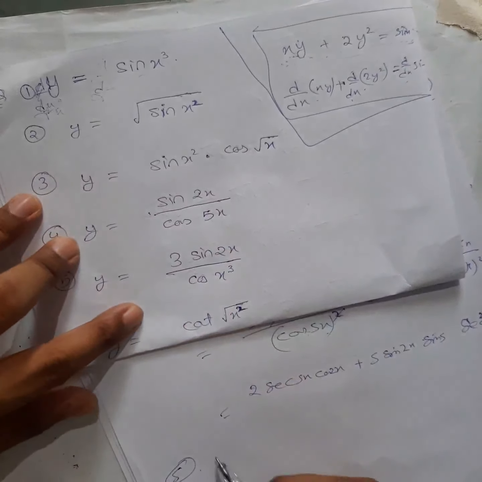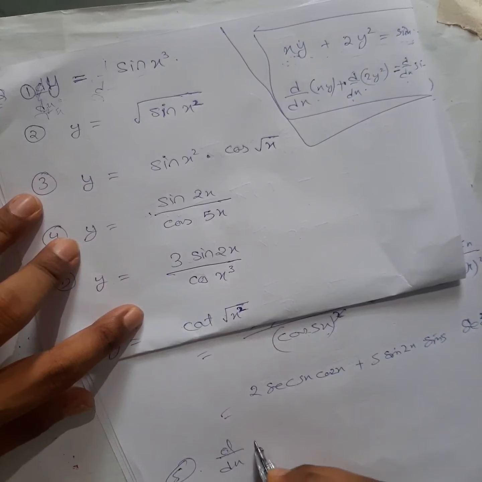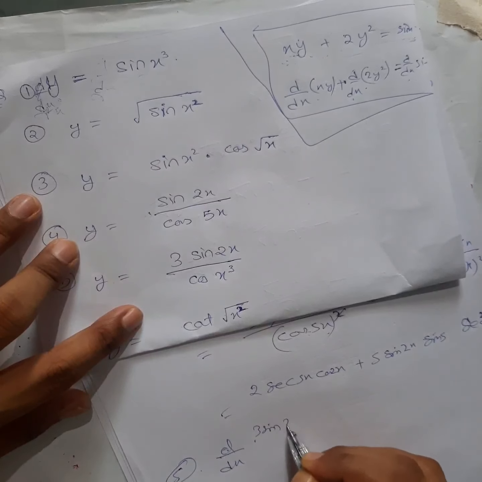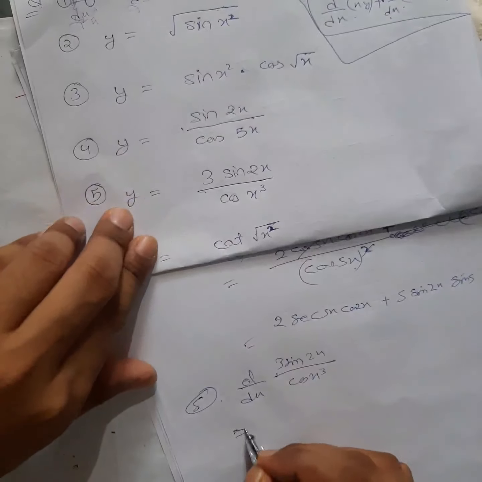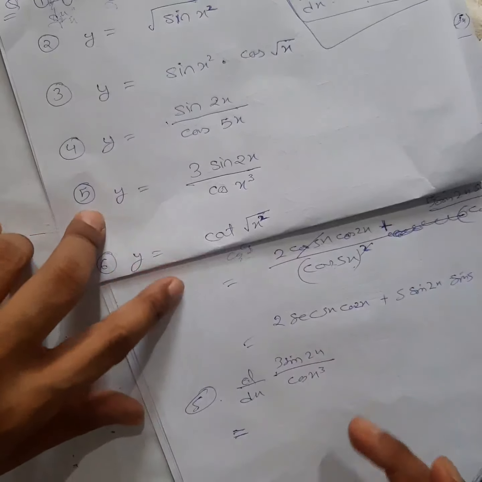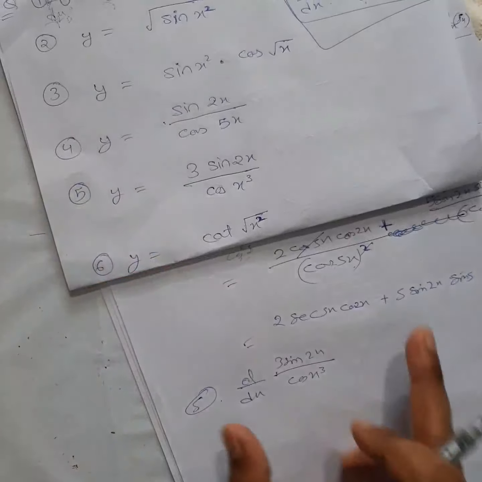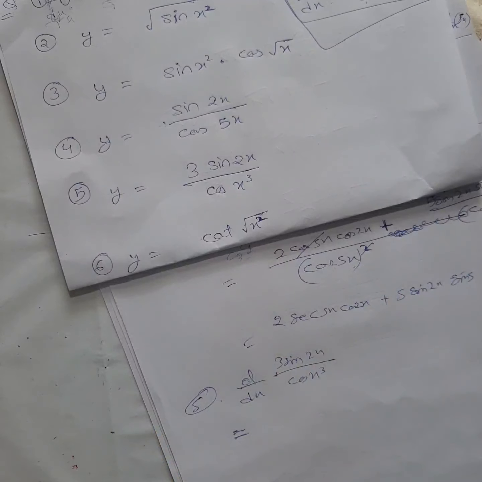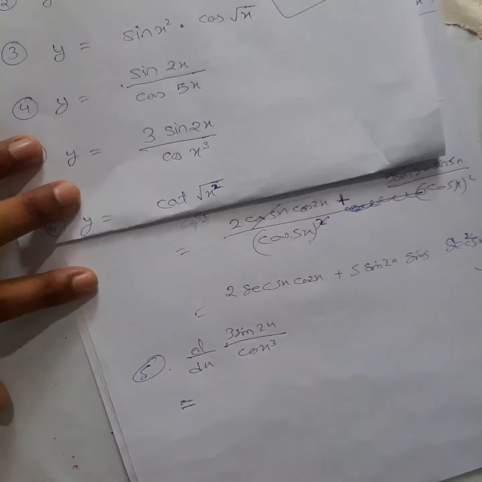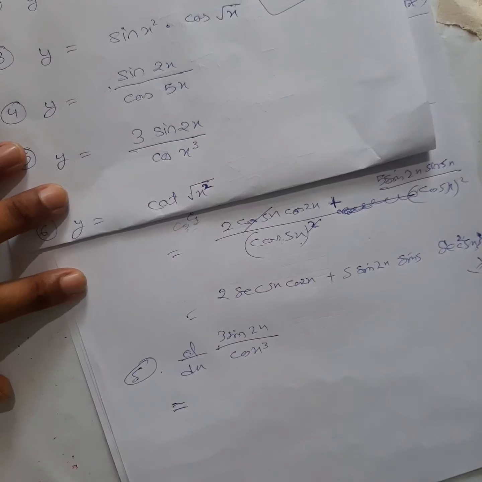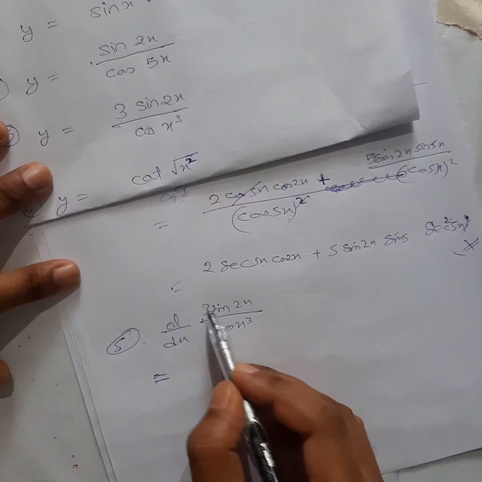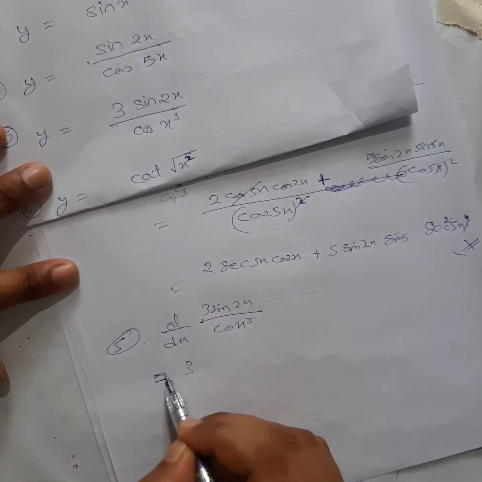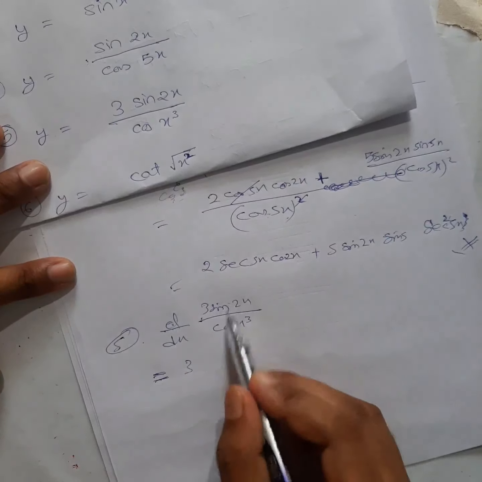For 5, I think you can do it now yourself, right? This is also UV form, right? So d dx of 3 sin 2x by cos x cube. Once you practice this properly, you will see that within a few minutes only you can solve any kind of differentiation question. So chain rule you need to understand well. So this one, 3 will come out, right? Constant. So d dx of this one, UV form again.